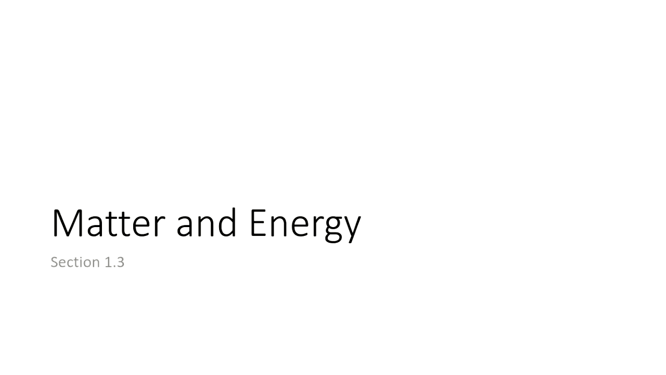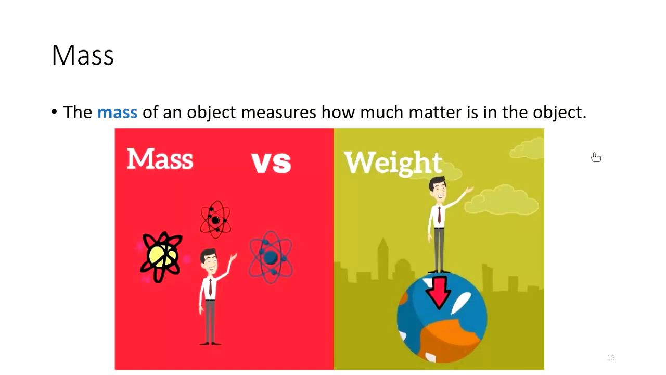So we have matter and energy. This is just a very quick review of these two concepts. We said that matter is anything that occupies space and is formed by atoms.